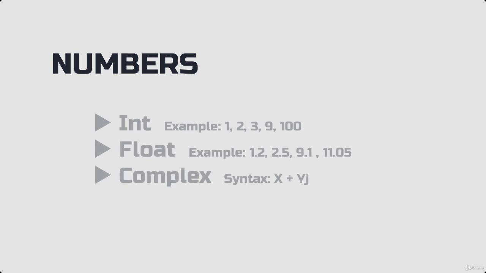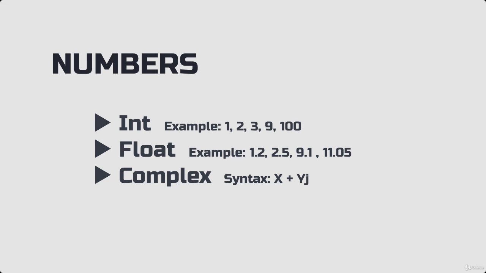In this lesson we'll talk about numbers and arithmetic operations in Python programming language. There are three numeric types in Python programming language. They are defined as int, float and complex numbers in Python programming language.